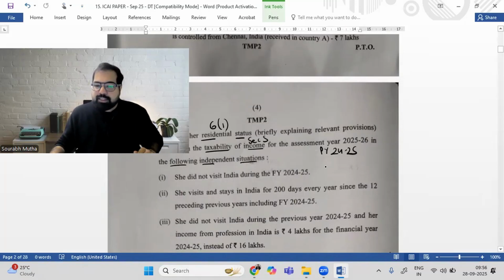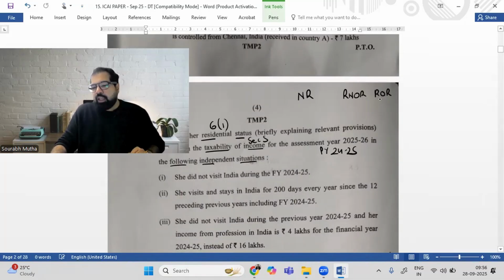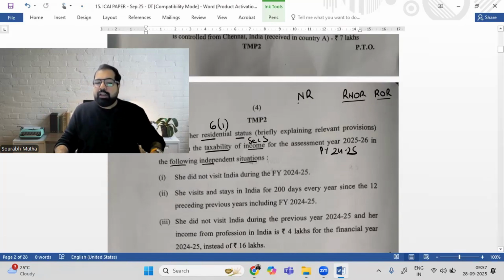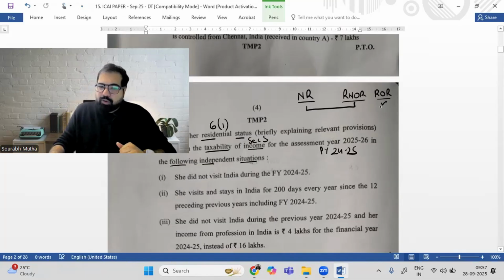You know the drill, guys. There are three kinds of people there can be. One is called NR, one is called RNOR, and one is called ROR. If she's an ROR, every income will be taxed. If she's an RNOR, then only India-based income will be taxed, that is income deemed to be earned, accrued, or received in India, plus income which is earned abroad but from a business controlled, managed, or set up from India. And for an NR, only income that is deemed to accrue or arise, or is received, in India will be taxed. So for these two, we have to see the India connection. This one will be taxed on all incomes.